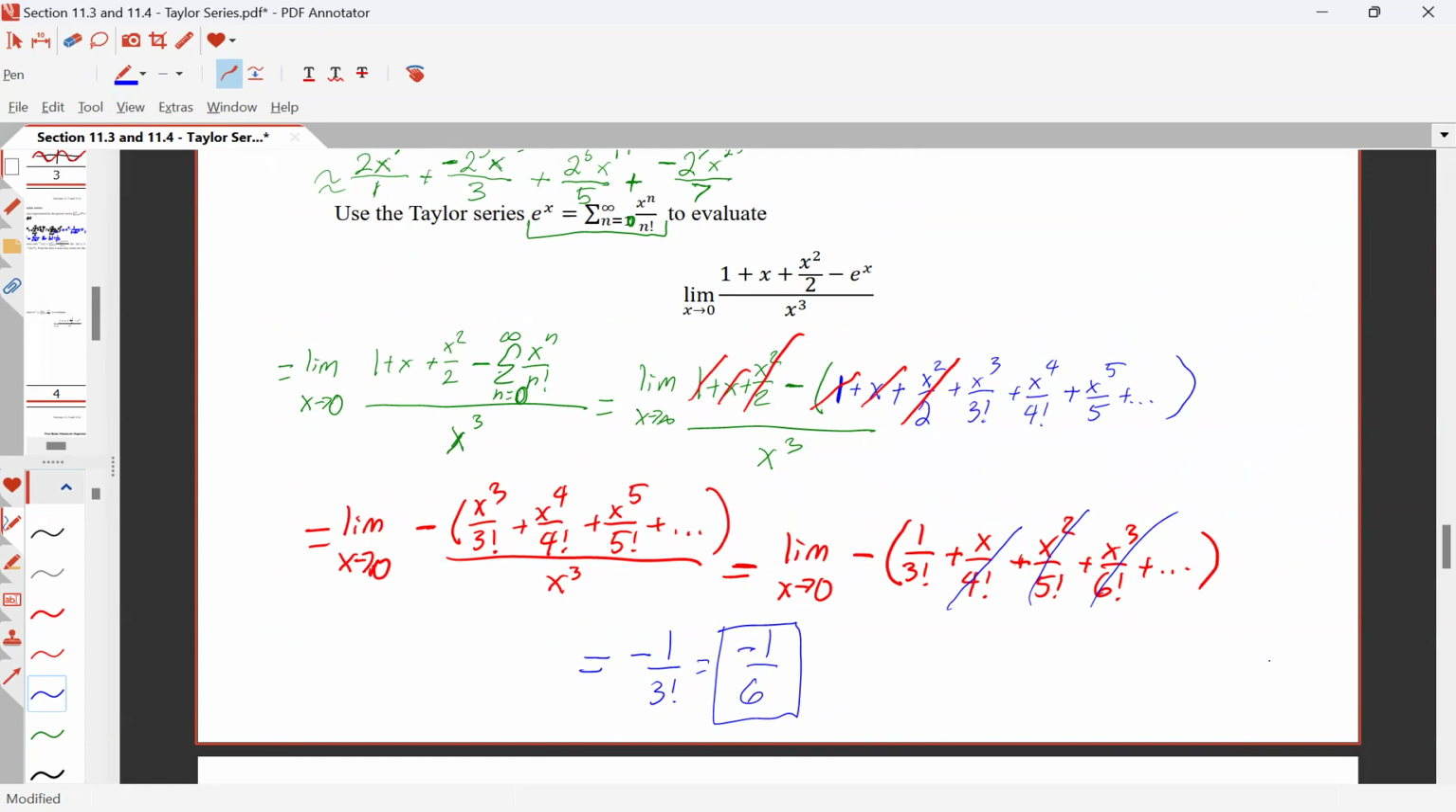So we can use these Taylor series to treat them like an infinite polynomial to easily evaluate limits. And in the next video, we'll see we can also use it to take integrals.